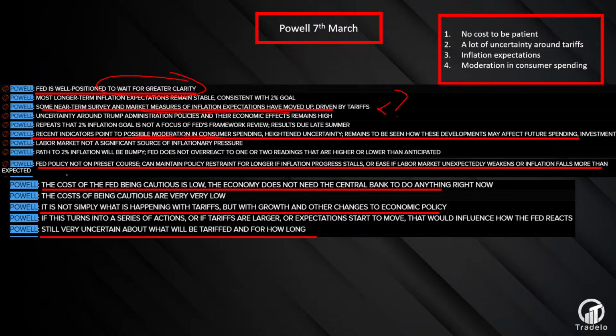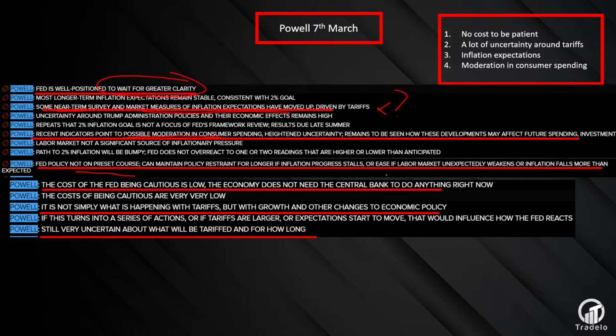Okay, Fed policy is not on a preset course. They can maintain policy restraint for longer if inflation progress stalls, or ease if the labor market unexpectedly weakens, or if inflation falls more than expected. Okay, and this has been his tagline for some time now: we have got rates at meaningfully restrictive levels. If the labor market slows, we will react very, very quickly. If inflation comes in down a little bit quicker, we'll act very, very quickly. In other words, he's a leaning dove. He's definitely anything other than a leaning dove. He very much wants to cut. That is his primary angle right now.